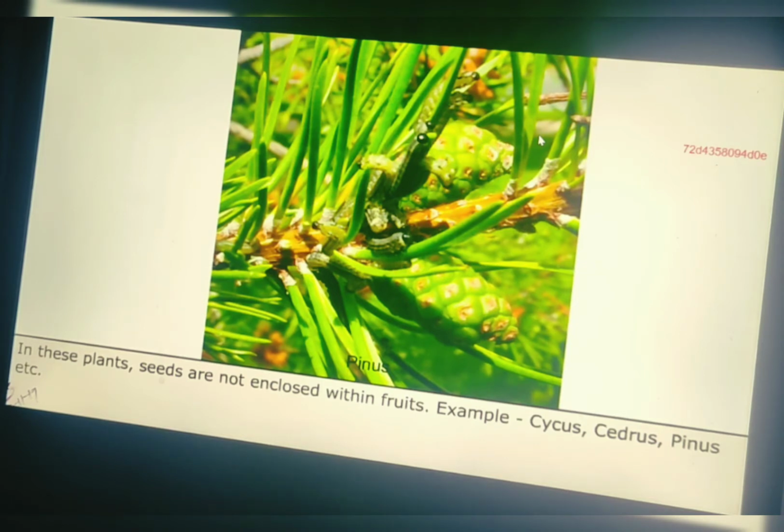gymnosperms and angiosperms. In gymnosperms, seeds are not enclosed within fruits. The seeds of these plants are often referred to as naked seeds. Cedrus and pinus are examples of gymnosperms.